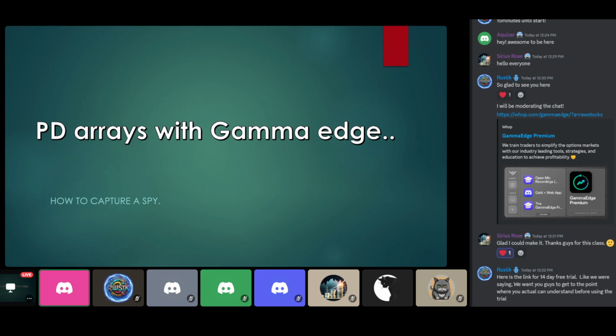But when I actually started combining these concepts with Gamma Edge, I was going to call this ICT with Gamma Edge, but I said I'd call it PD Arrays with Gamma Edge. I'm not an ICT master. That's what we have Rustik here for. I just use the Gamma Edge itself to find moneyness, where market speculators are.